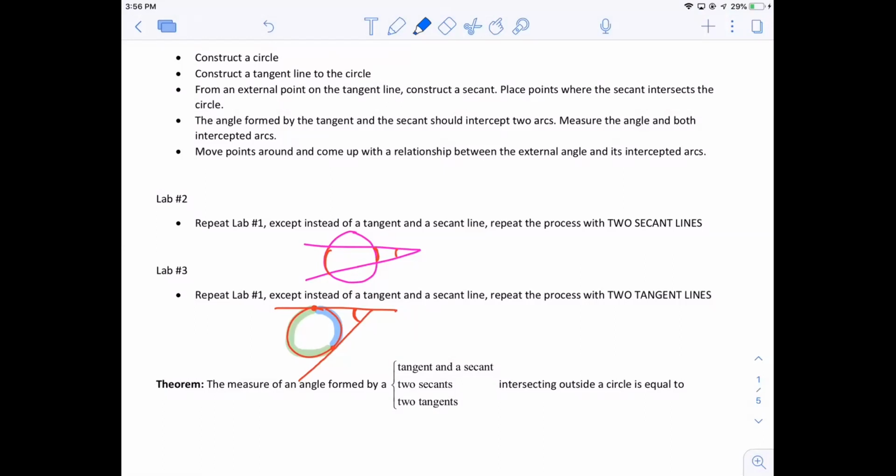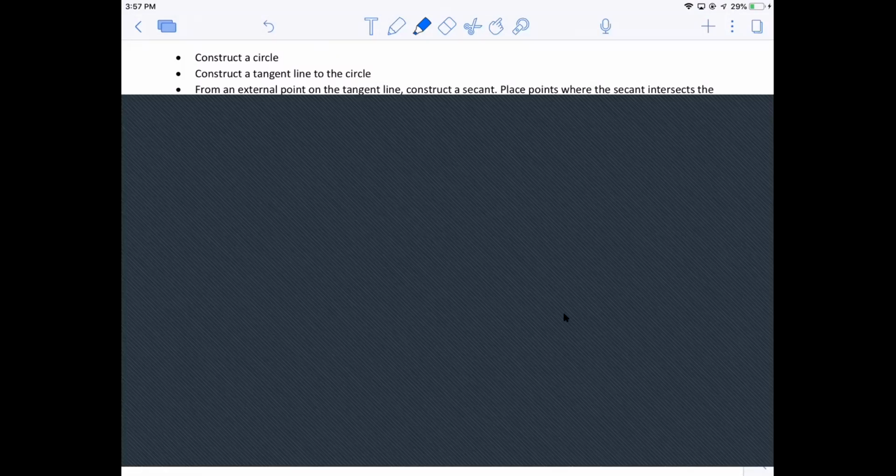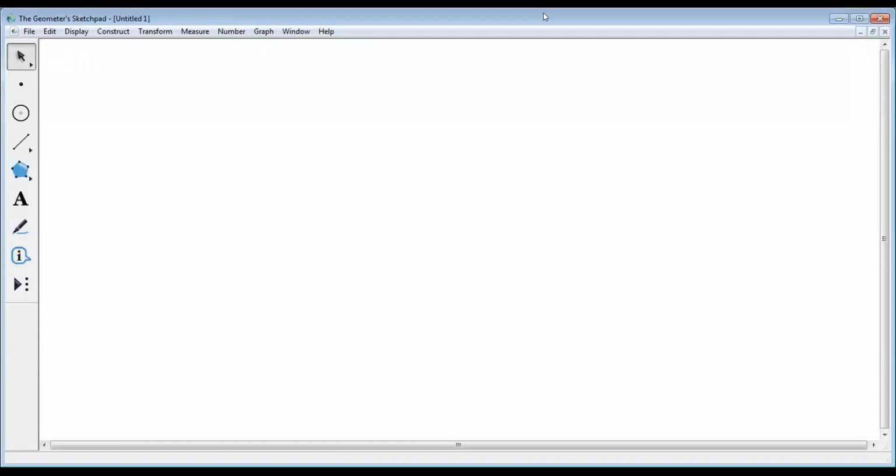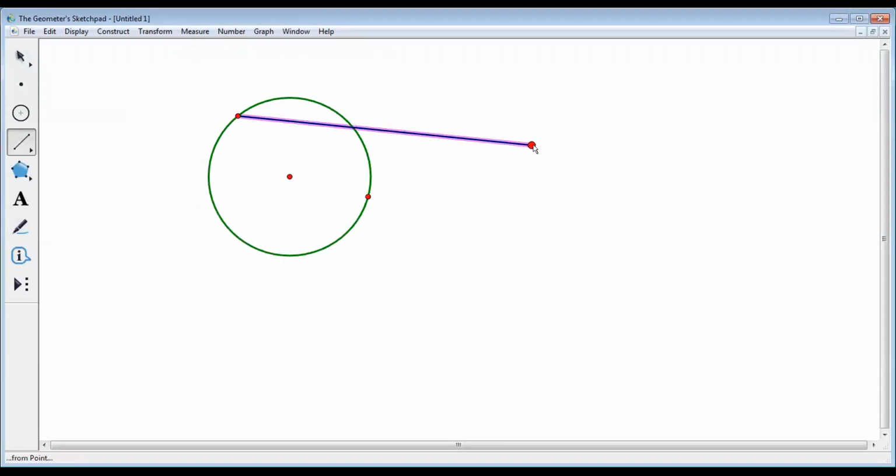I will be doing that now on Sketchpad. So let me open that first. There we go. For lab number 2, we've got 2 secant lines. It's much, much faster on here. Those are my 2 secant lines. And let's measure this angle. Click, click, click. Measure of angle ABC is 21.77 degrees.